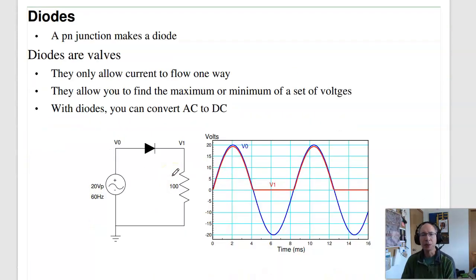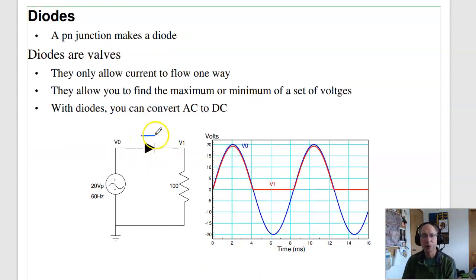Now the first one, the diode, acts like a valve. The symbol for a diode is this. It's an arrow kind of reminding you that current can flow in the direction of the arrow, left to right, anode to cathode, but it doesn't flow backwards.